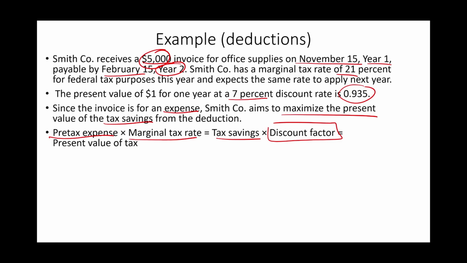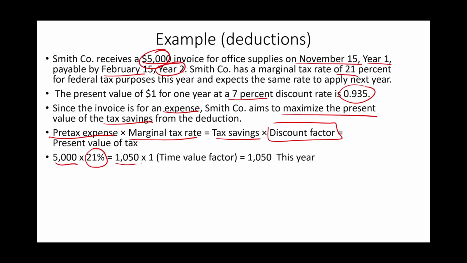Well, if we pay it in year 1, $5,000, we're going to get a 21% deduction. That's $1,050 times 1, the time value factor, because we're paying it now this year. So the savings is $1,050. Therefore, the net cost is $3,950. We're going to pay $5,000, we're going to get a tax saving of $1,050. Therefore, the net cost is $3,950.